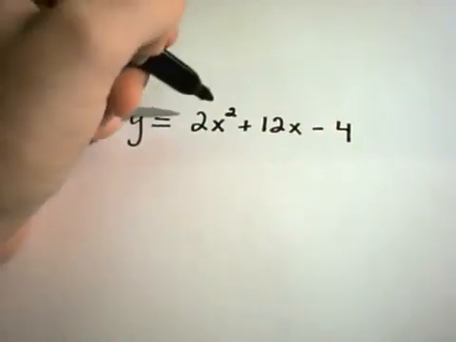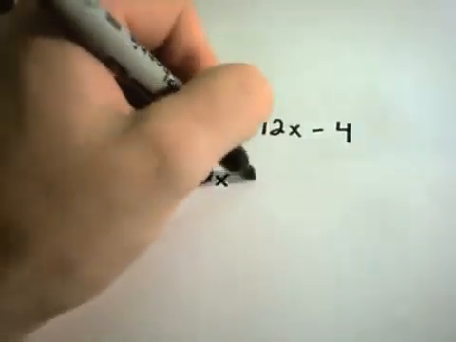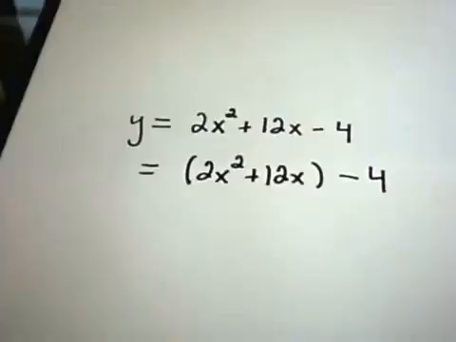Okay, I'm going to do the same thing as before. I'm going to group my x terms together. So the 2x squared plus 12x are going to go together. My minus 4 is just hanging out.